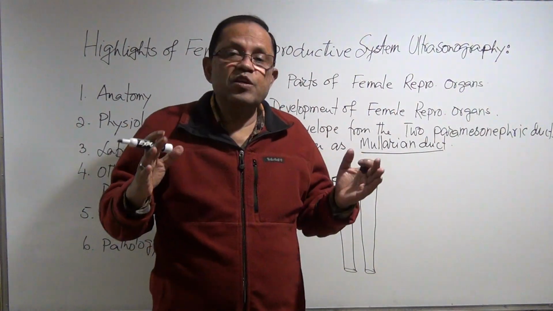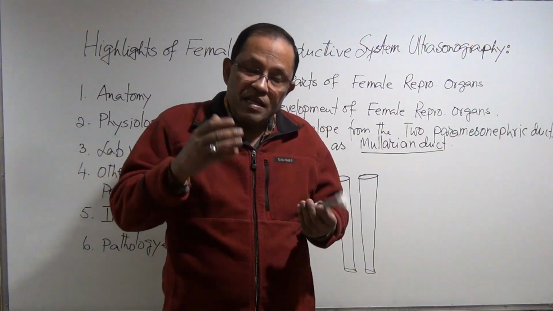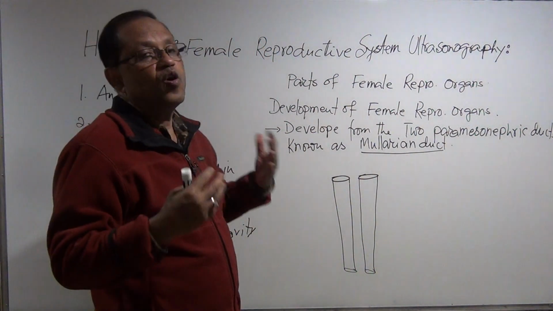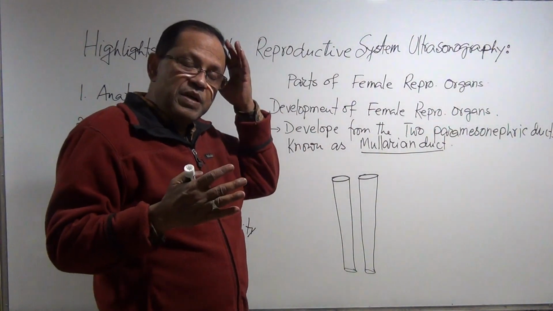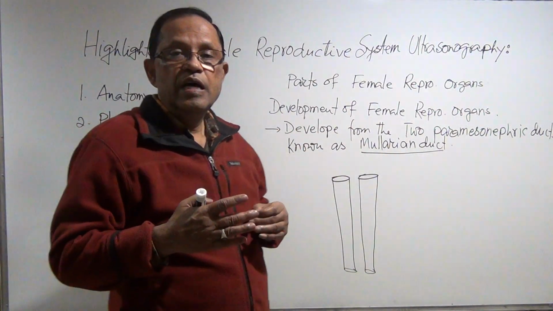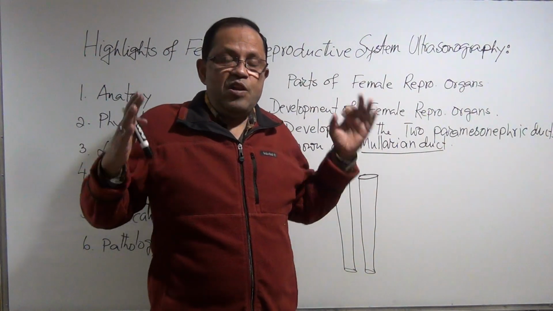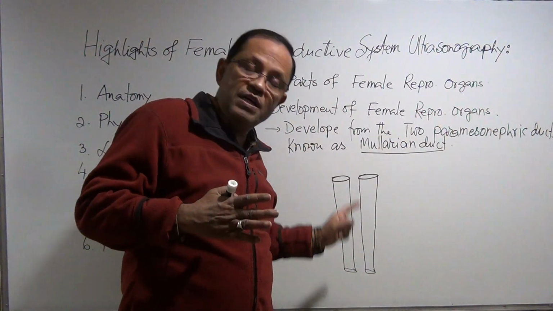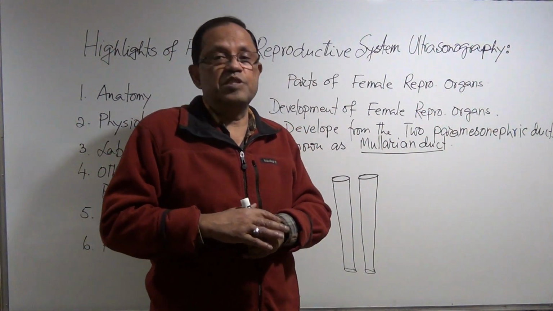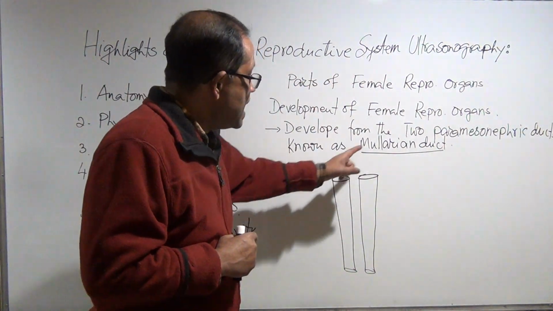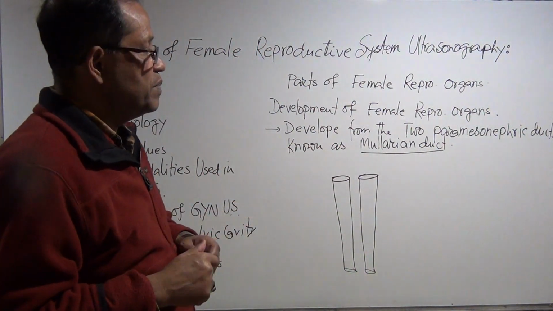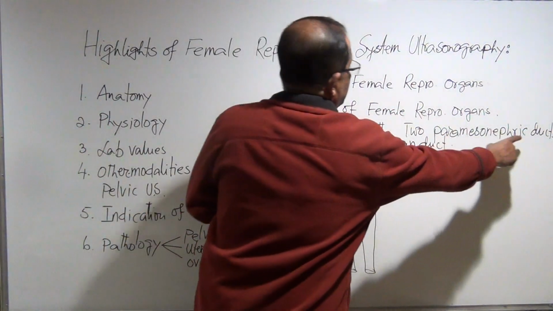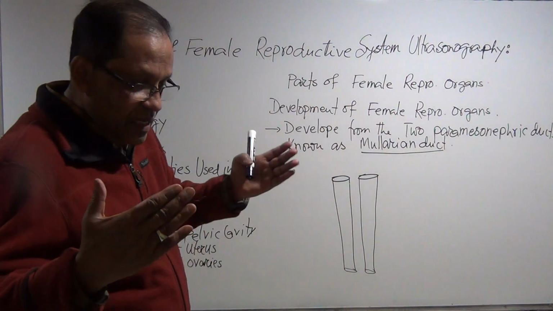And during the development of the kidney, the mesonephric tubules are formed. Some of the mesonephric tubules are skipped. They are not taken by the kidney, but they form at the same time for the development of the female reproductive system. That is known as the Mullerian duct or para-mesonephric duct. Para means by the side, and mesonephros is a developmental stage.